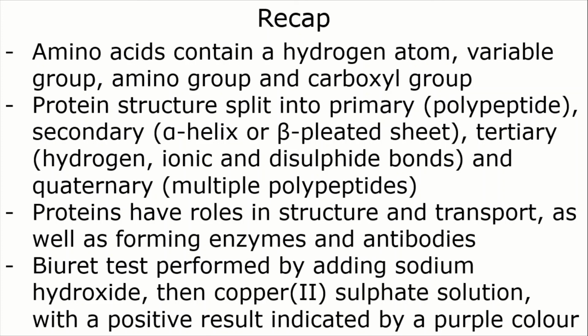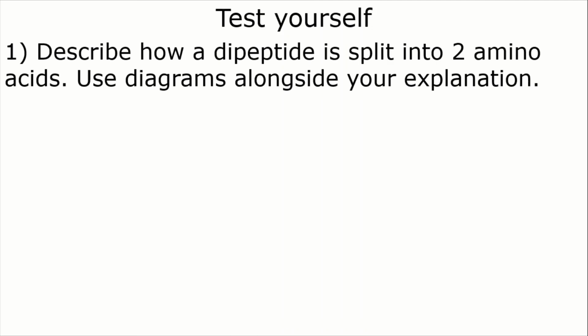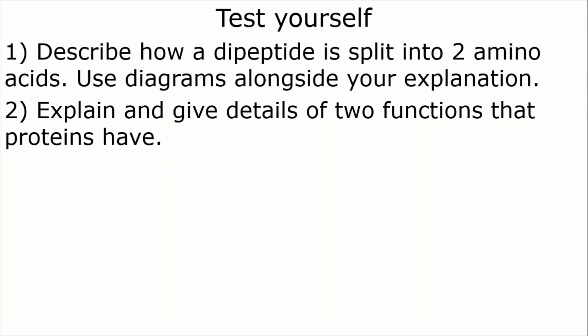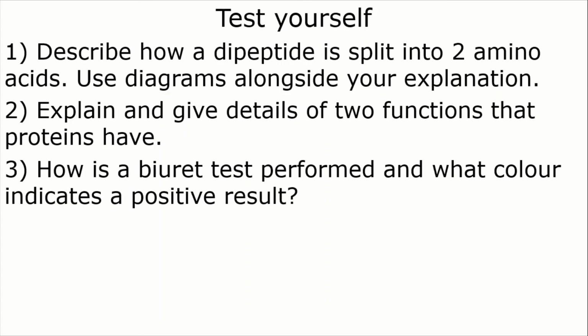So now that we've covered this topic, it's important to go back several times, make sure you fully understand everything, and then have a go at answering the following test questions. So number 1, describe how a dipeptide is split into 2 amino acids. Use diagrams alongside your explanation. Number 2, explain and give details of 2 functions that proteins have. And number 3, how is a Biuret test performed and what colour indicates a positive result?